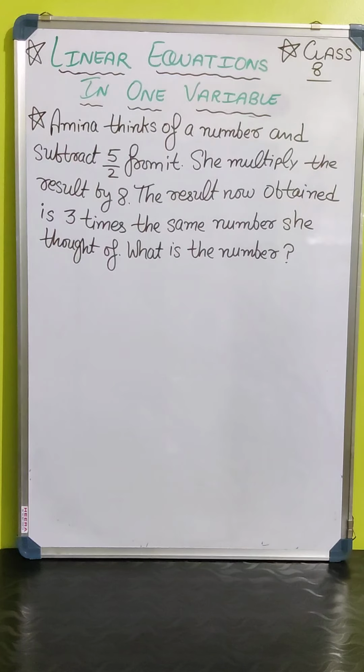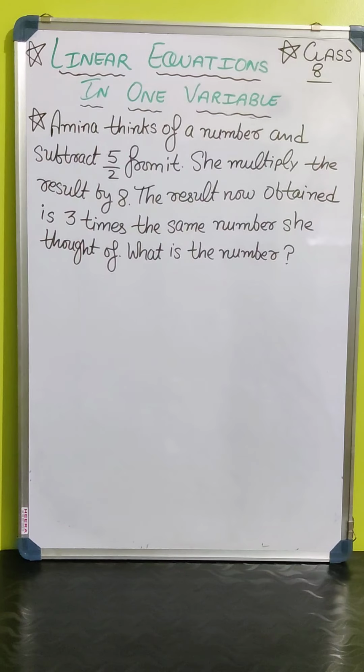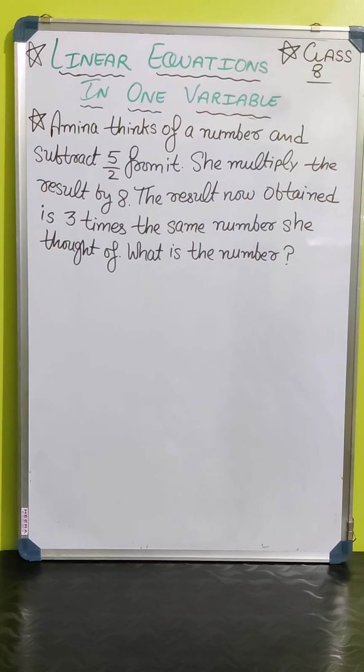Now the next question is, Amina thinks of a number and subtracts 5 by 2 from it. She multiplied the result by 8. The result now obtained is 3 times the same number she thought of. What is the number?